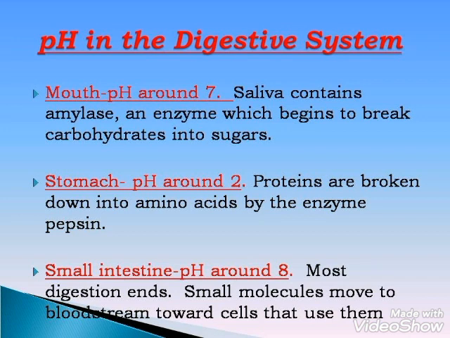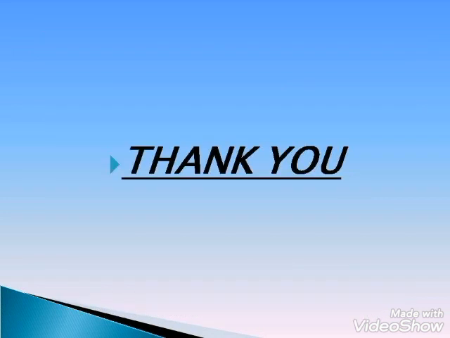Now coming to the pH in the digestive system. You all know that the pH of the mouth is around 7. Saliva has a pH of 7.4 because it contains an enzyme, salivary amylase or ptyalin, that breaks the complex carbohydrates into simple sugar. Stomach has a pH of around 1.2 to 2, which is responsible for catalyzing the breakdown of proteins with the help of the enzyme pepsin, while small intestine has a pH around 8. This is for the gradual process of digestion.